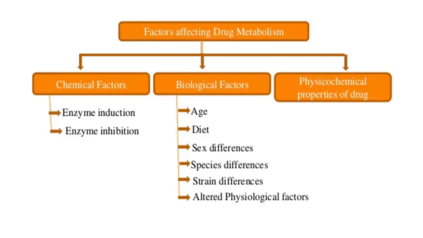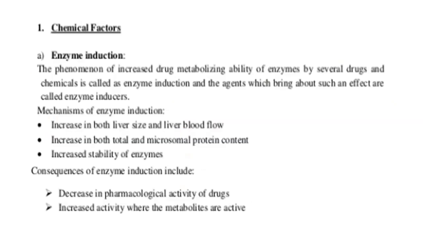The factors affecting drug metabolism. We have chemical factors, biological factors, and physicochemical factors. The chemical factors are nothing but enzyme induction and enzyme inhibition. In biological factors, we have age, diet, gender variation, species variation, and variation based upon the strain. Then there are also certain altered physiological factors which can affect metabolism, and the stereochemical aspects also.